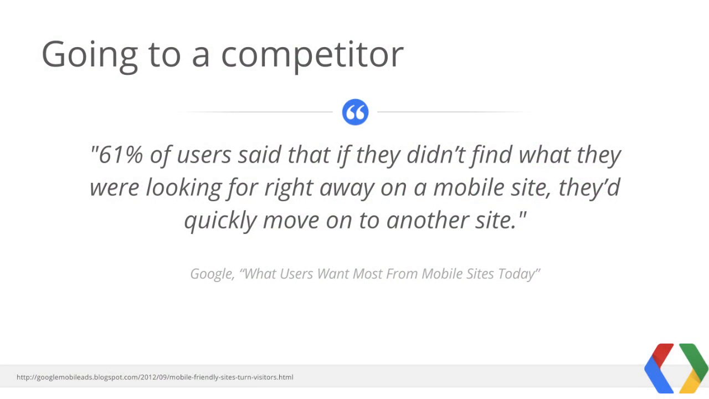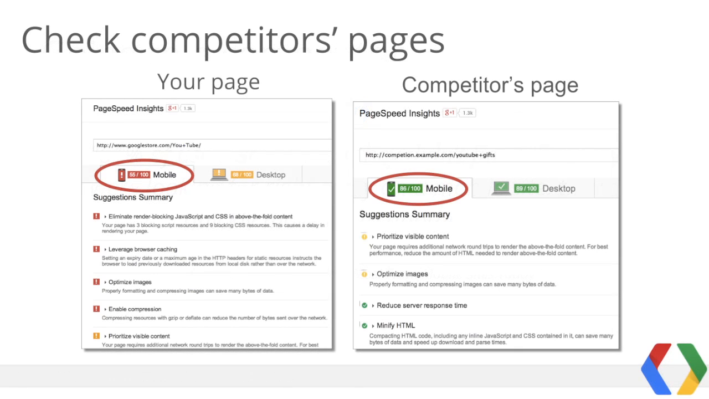If you're still not inspired to make some of these quick improvements, please note that according to What Users Want from Mobile Sites Today, 61% of users said that if they didn't find what they were looking for right away on a mobile site, they'd quickly move on to another site. That's why a fun activity is to compare your page in PageSpeed Insights with your competitor's equivalent page. Having played sports throughout my life and being the youngest daughter of 3, I find it especially motivating to make improvements if I'm outperformed by the competition.